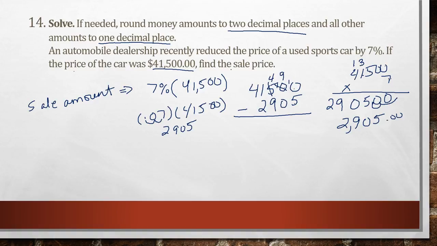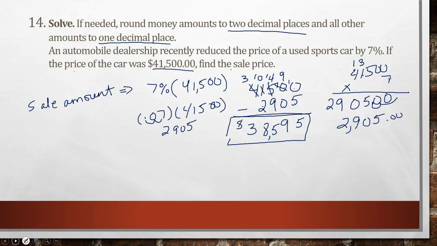So 10 minus 5 is 5, 9 minus 0 is 9, and then we can't take 9 from 4, so we need to carry again. So 14 minus 9 is 5, and again can't take 2 from 0, so we need to carry. 10 minus 2 is 8, and then 3 minus nothing is just 3. So we don't have any decimal places, so our sale price is $38,595, and that will be our final answer for this question.